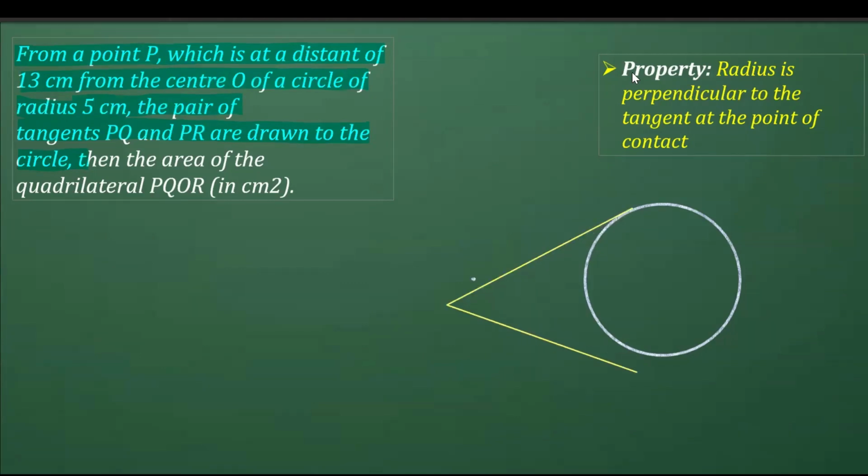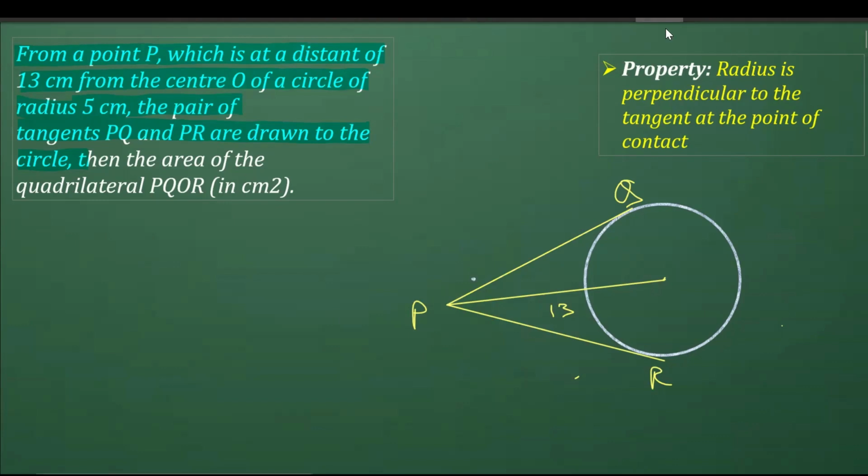Is it PA? No, it's PQ and PR, right? These are the two tangents drawn. P is the exterior point. So PQ and PR are the two tangents. And further, it's given that the line joining the center to the exterior point of the tangents, that means I need to join P with O, right? This is given as how much? 13 centimeter. This is 13.